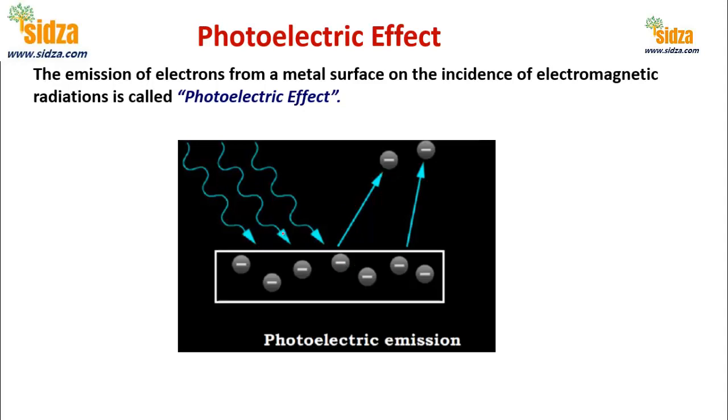And this ejection of electrons from the surface of the metal on striking it with electromagnetic radiations is called the photoelectric effect. So when you take a particular metal and you strike certain radiations on it, you will see that the electrons get ejected, and this process is called the photoelectric effect.